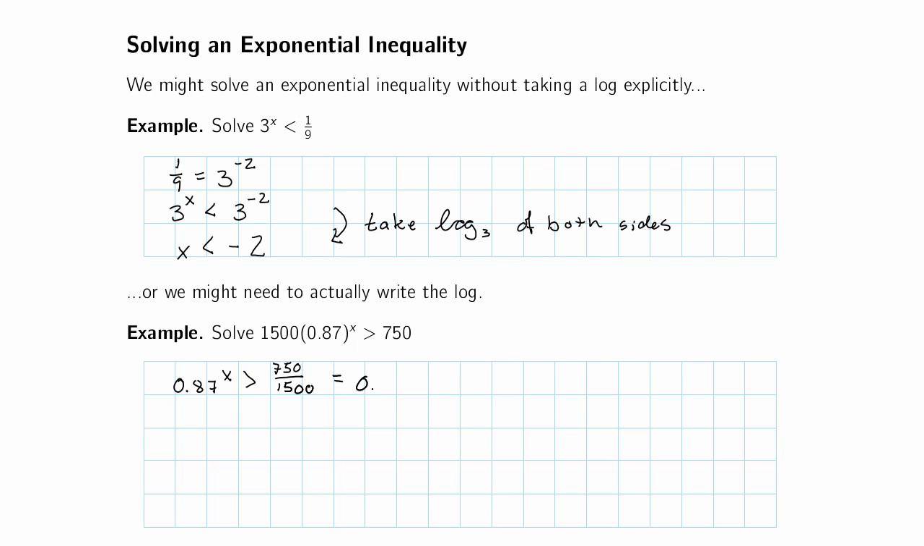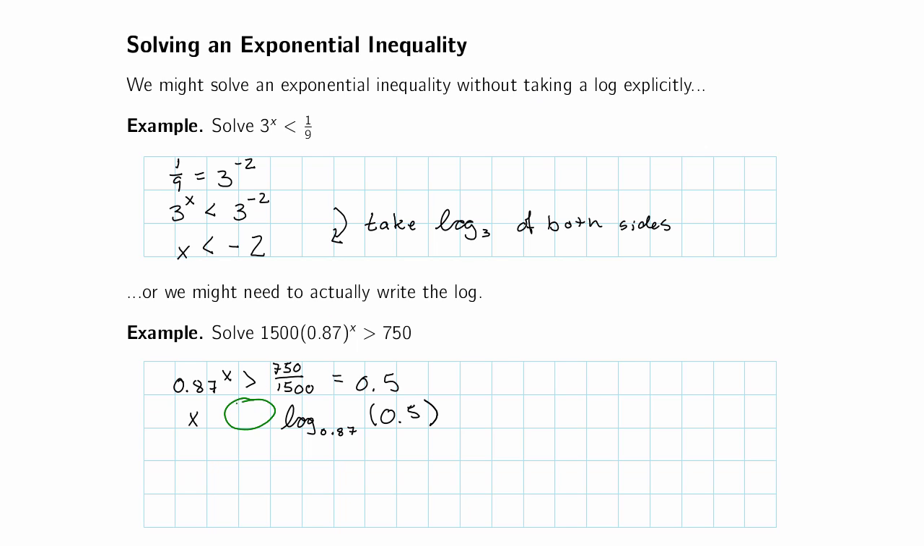equals 0.5. And I'm going to put that as a decimal because I've got another decimal in my equation, which suggests that decimals are nice. And 0.5 is a nice decimal. If that fraction had given me an unpleasant decimal, I might have left it as a fraction. And now I want to say x and log base 0.87, 0.5.